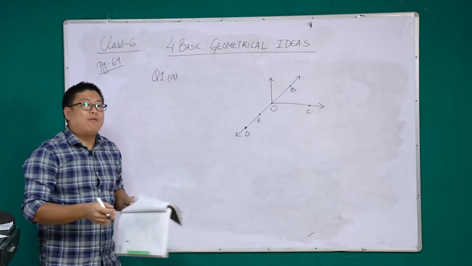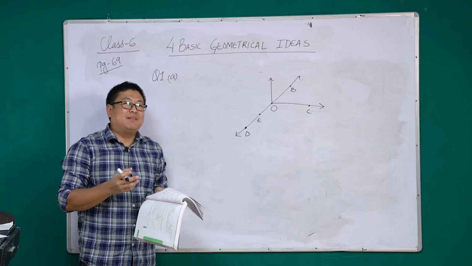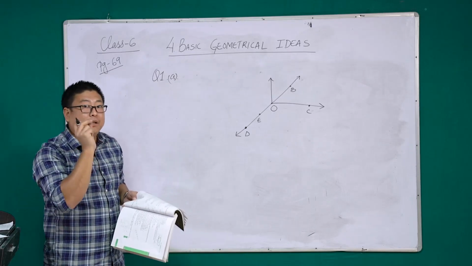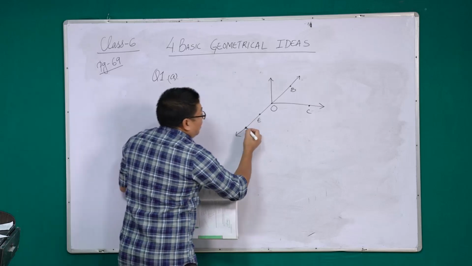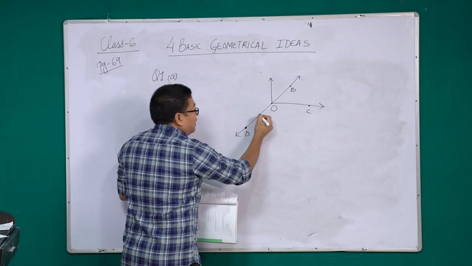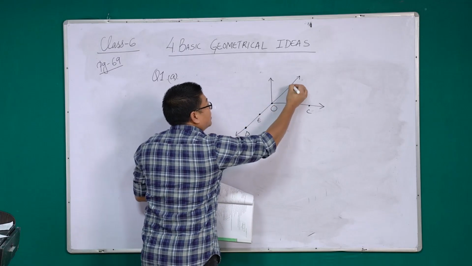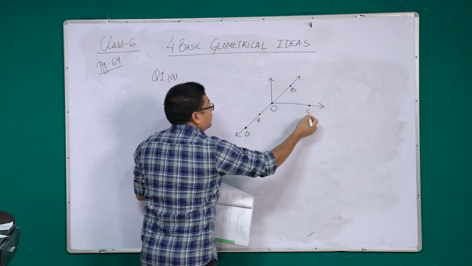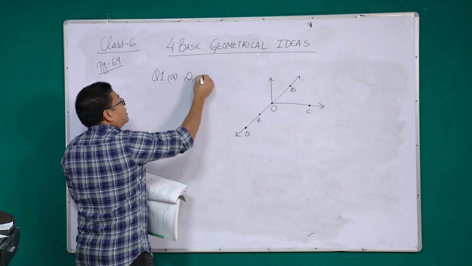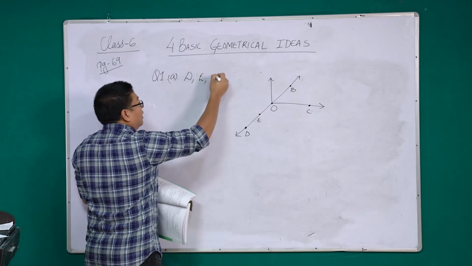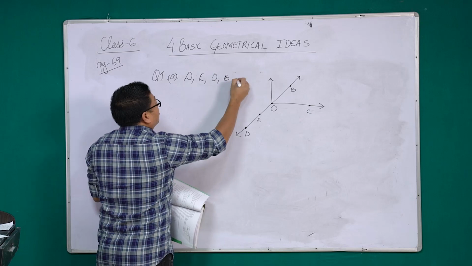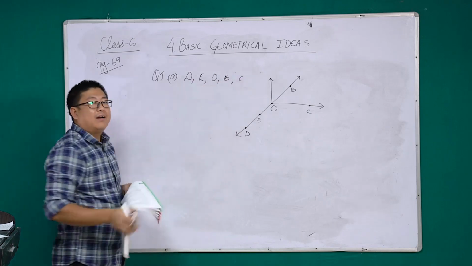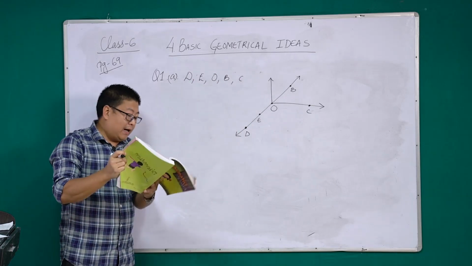5 points. We have already learned about points. Points simply means dot, a simple dot. Now look here. This is 1 point, this is 1 point, this, and this. So D, E, O, B, and C, they are 5 points. D, E, O, B, C. So these are the 5 points.